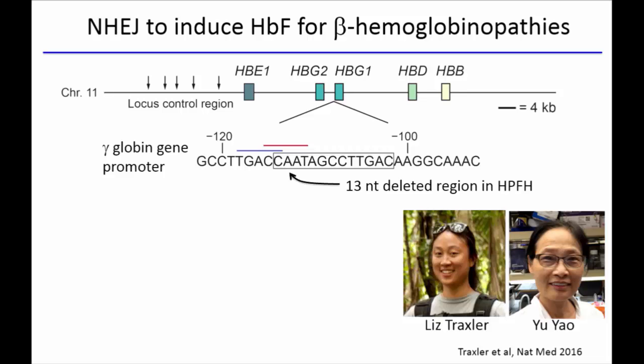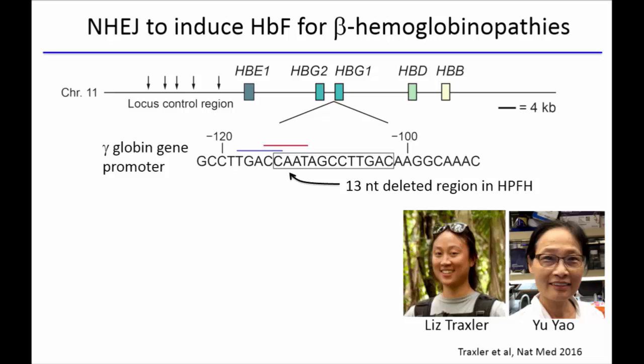So I'm going to give you an example of some work in my laboratory. We started this about 2.5 years ago, and this is work by Liz Traxler and Yu Yao. And this is work to try to raise fetal hemoglobin by NHEJ. So this is the beta globin locus, and of course the HBB is where you have the sickle cell mutation. And we all in here know that high fetal hemoglobin is protective against sickle cell disease. And we also all know here that there's a disorder called hereditary persistence of fetal hemoglobin, or HPFH, where adults are walking around with high fetal hemoglobin levels.